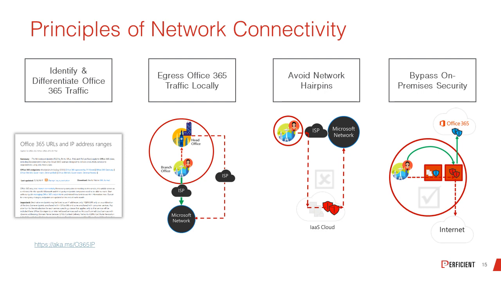So the principles of network connectivity boil down to these 4 main pieces, which are: identify and differentiate Office 365 traffic. If you're not sending your traffic to Microsoft from a local ISP, instead of backhauling it, you should be egressing locally. Avoid network hairpins, so that could include things like not using split tunnel VPN, or maybe using cloud-based VPN or proxy solutions. And then, if at all possible, bypass on-premises security.